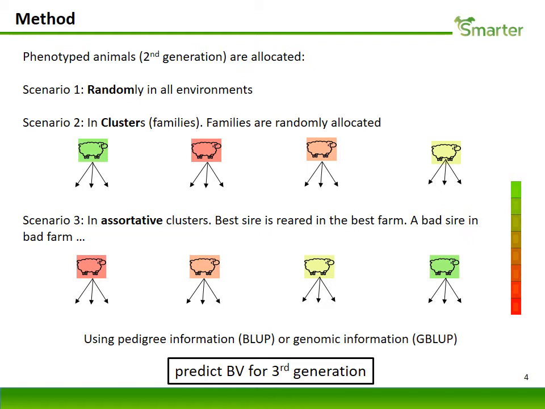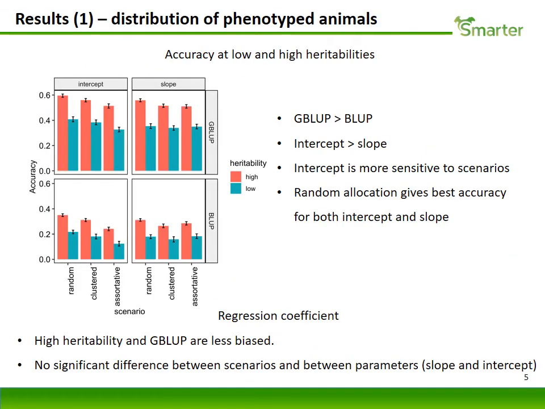So for all these scenarios, we estimated the genetic component and the breeding values of the parameters intercept and slope, once using BLUP and another time using GBLUP, and these two were compared, BLUP and GBLUP. That is, the comparison was done basically through comparing the accuracy and the degree of bias in the estimated breeding values for the third generation.